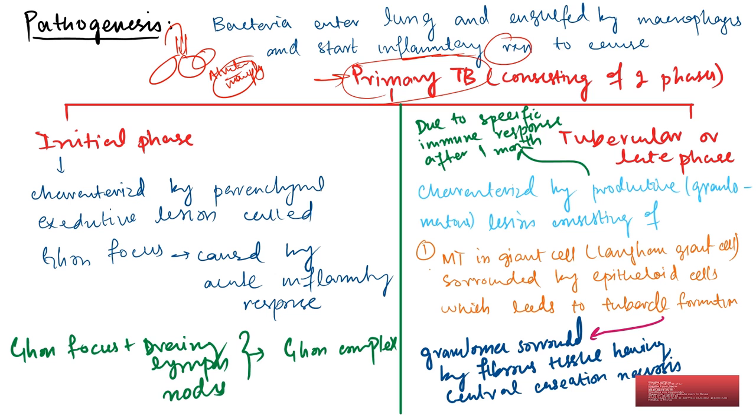Primary tuberculosis consists of two phases: the initial phase and the tubercular or late phase. Talking about the initial phase, it's characterized by the parenchymal exudative lesion, which is called Ghon focus, and it is mainly caused by the acute inflammatory response against Mycobacterium tuberculosis. This exudate consists of, for example, proteins and different types of cells like neutrophils, etc.